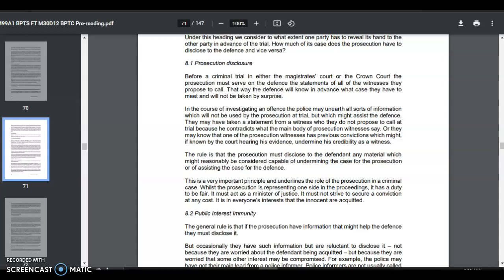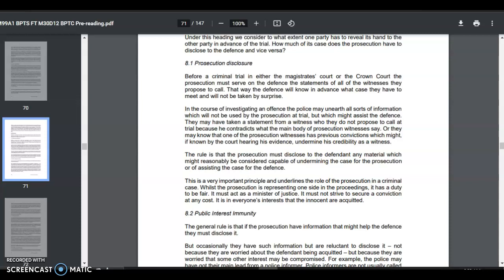This is defined in section 3, subsection 2 as material (A) which is in the prosecutor's possession and came to his possession in connection with the case for the prosecution against the accused, or (B) which, in pursuance of the disclosure code of practice, he has inspected in connection with the case for the prosecution against the accused.